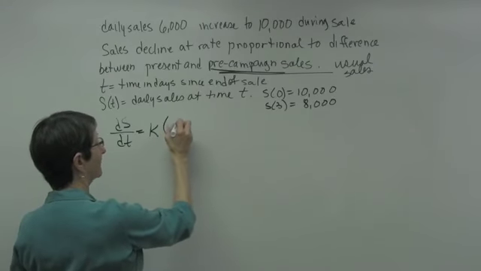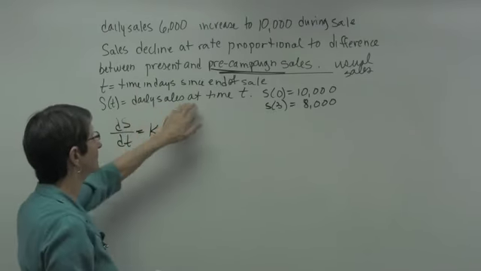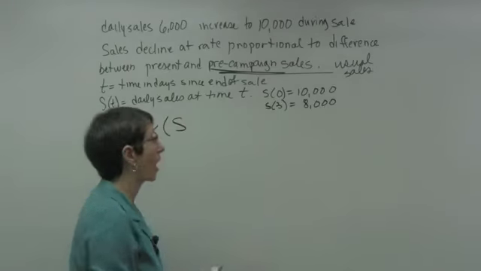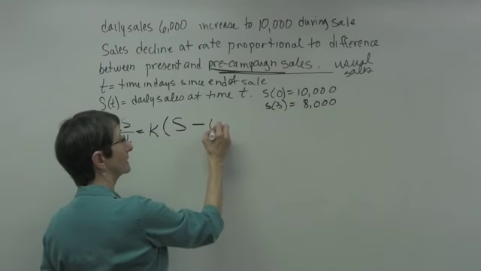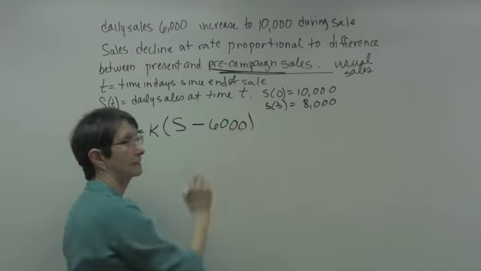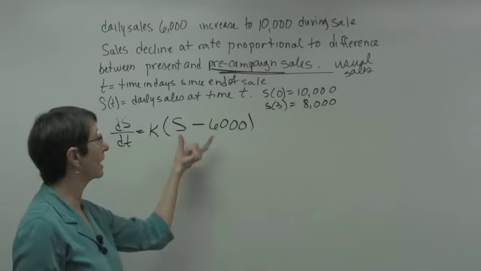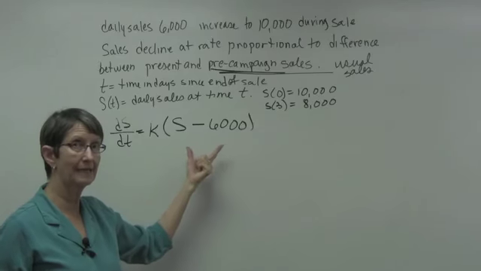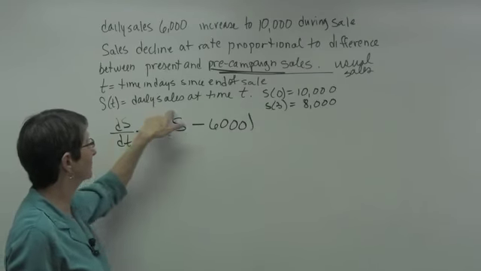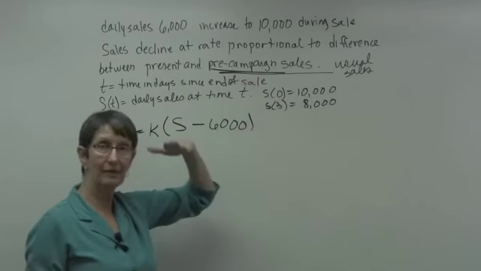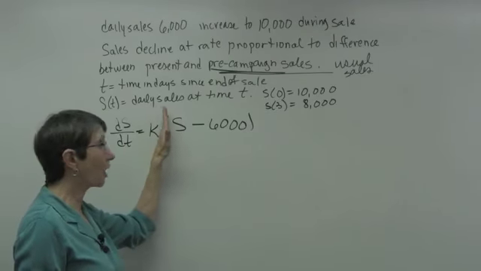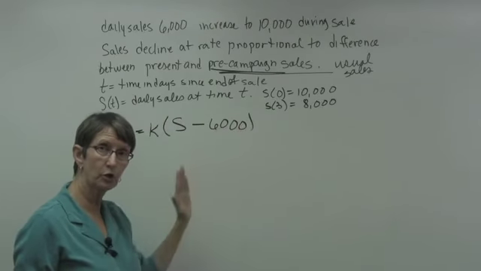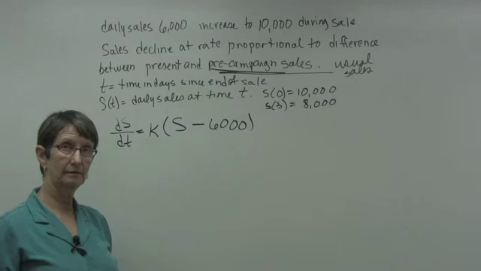So we have our sales at the end of the campaign dropping, so the usual sales are less than that. It's really important to figure out where the S goes. Is it S minus 6,000 or 6,000 minus S? Since S is beginning at 10,000 at the end of the sale and dropping, then the 6,000 is a smaller number and has to be subtracted.